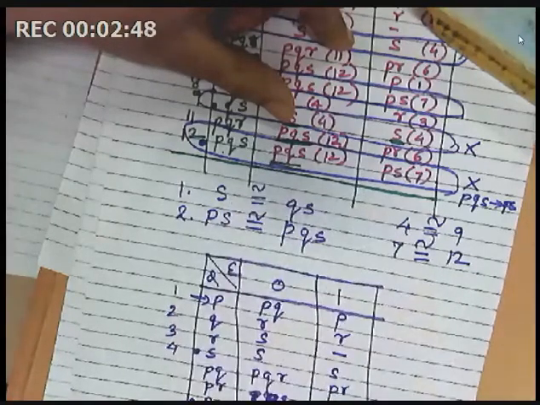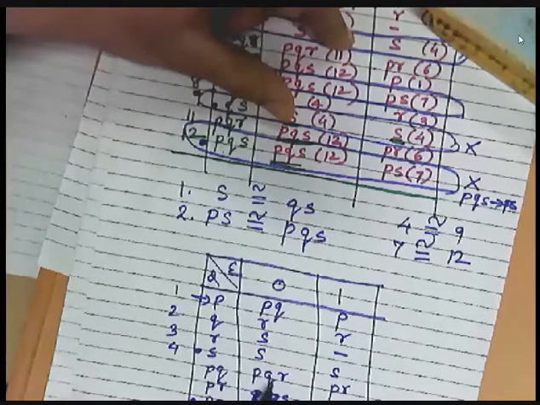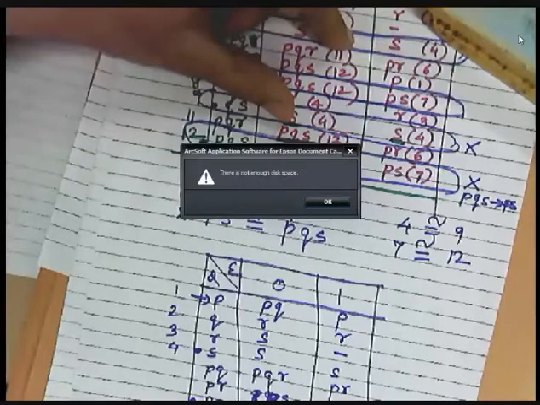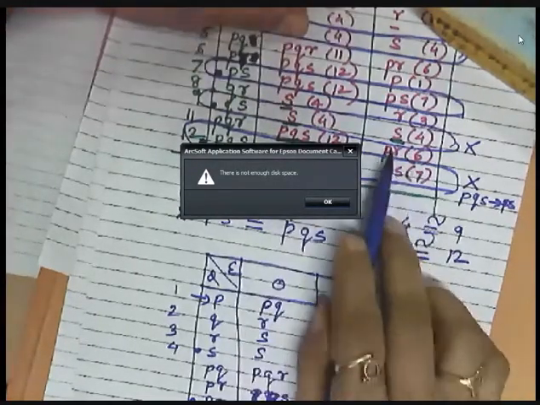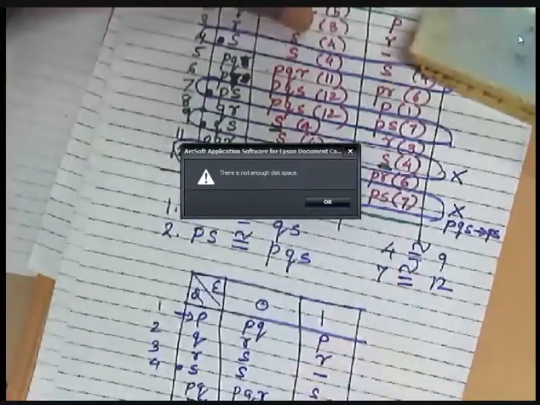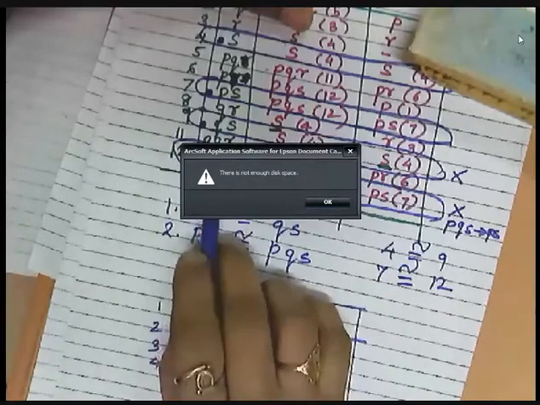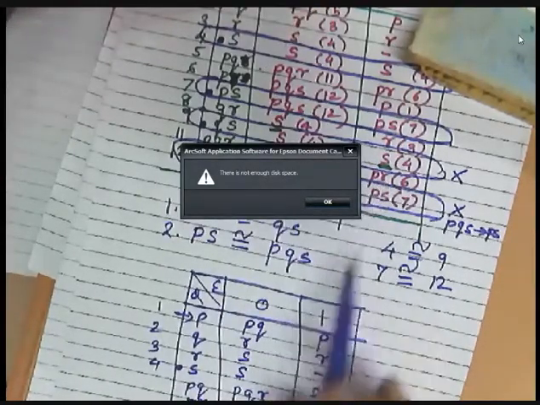Now check all the states are available. Yes, PQR is available, PS is available, S is available. PR, is it available? Sorry, it is PS. Is it PS? It's PR. One second. So we had for PQR, it is PR. So PR is available. Yes, it is available.